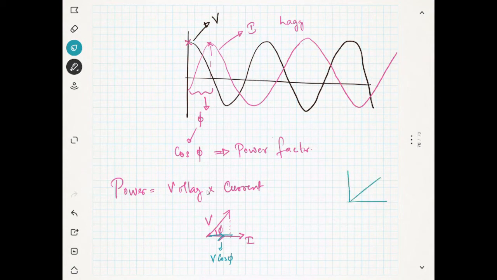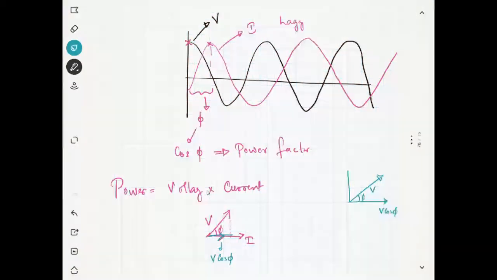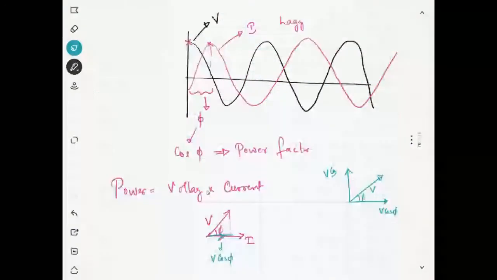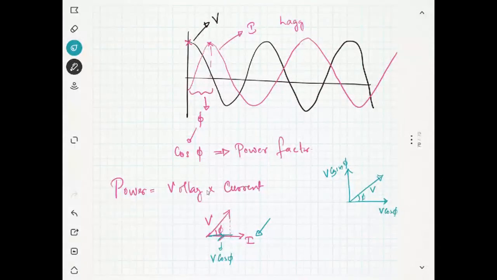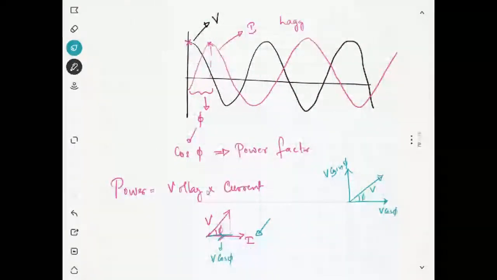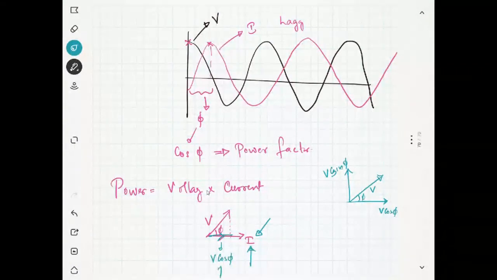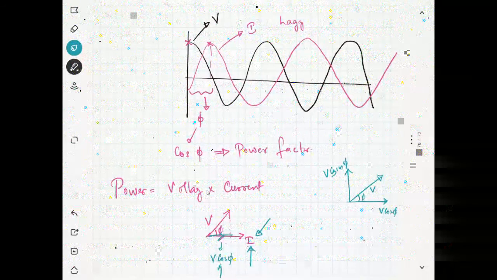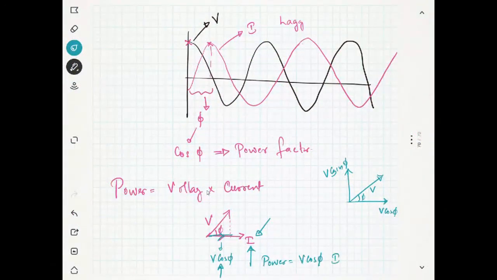By triangular law, you know there are two components. V cosine phi, where this angle is phi, and this component will be V sine phi. But we want it in the direction of the current, so it's V into cosine phi. Now the current and voltage are in the same direction. Now the power is equal to V cosine phi into I.